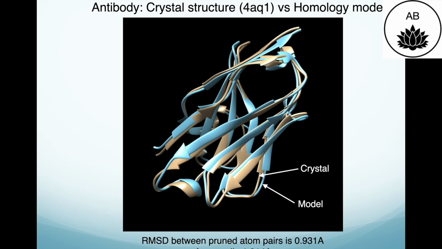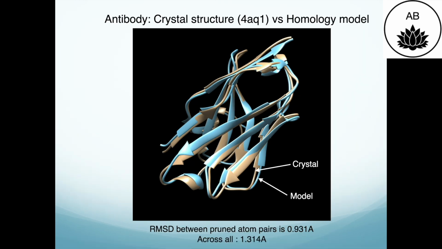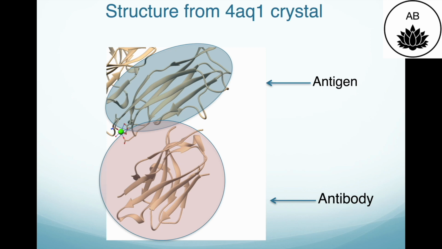The model is in light blue and the crystal structure is in light brown here. So as you can see, it is not that one is an apple and the other is an orange. If you dock the homology model with the antigen crystal coordinates, it could be expected that the interaction between the antigen and the modeled antibody would be somewhat like this, as has been frozen in the crystal structure.